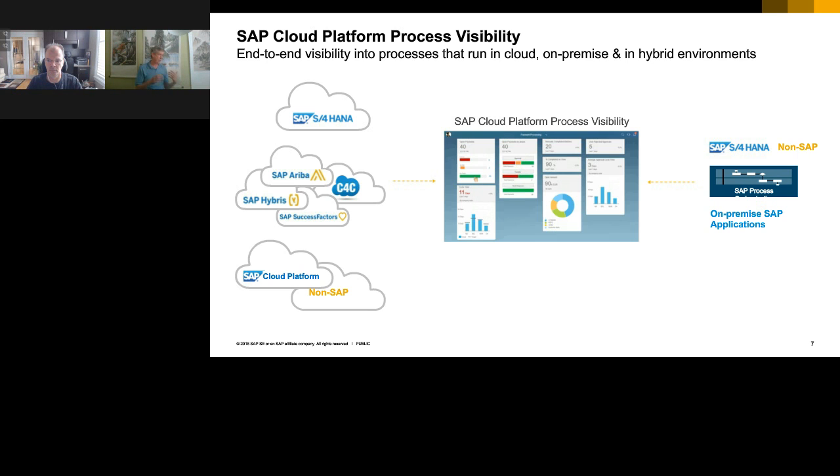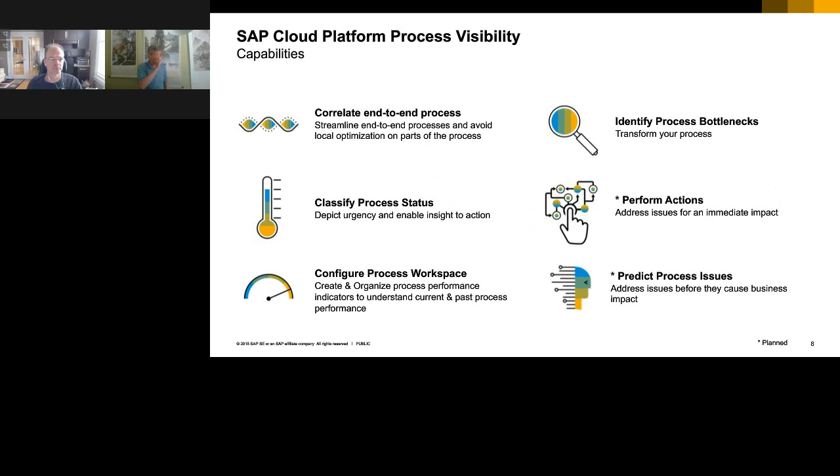So the idea is if I had real-time visibility and I see that there's a chance I could miss a process delivery date, I can actually take the actions to correct this. And as we all know, it's easier to correct a problem when it happens rather than later. So that's sort of the motivation behind process visibility. And what are some of the capabilities?